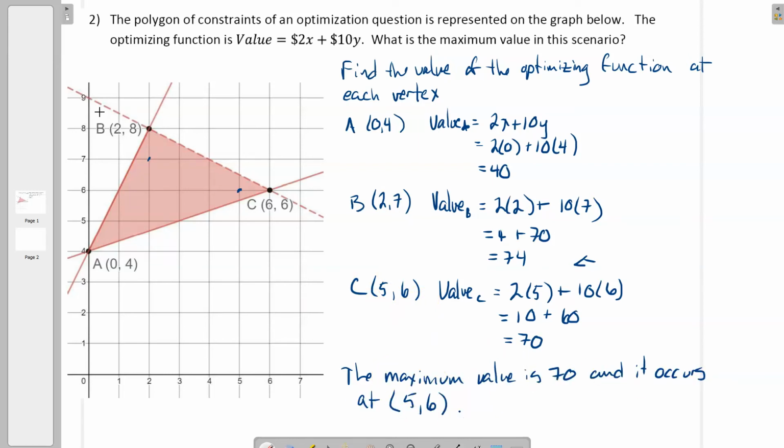So the key message for this question is that when you have a dotted line, points along the dotted line are not part of the solution set, so they can't be used for calculating your maximum value of the optimizing function. So instead you have to go to the next closest point that's within the shaded area, so within the polygon of constraints, and use that in your calculations instead.